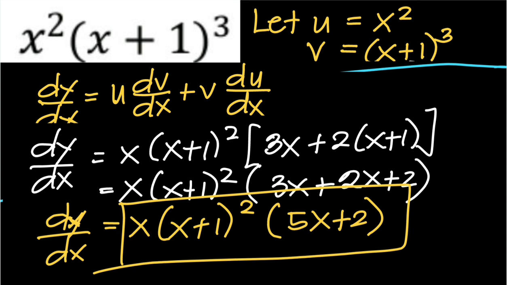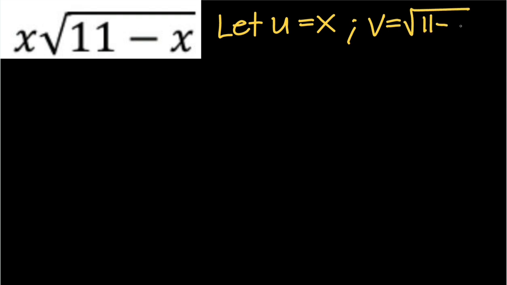Now let's solve another problem. Now let's say we're given this function x times square root of 11 minus x. To solve this using the product rule, we need to identify u and v here and then find the derivatives. So we let u be equal to x and v be equal to the square root of 11 minus x. Or we can just simply write v as 11 minus x to the 1/2.